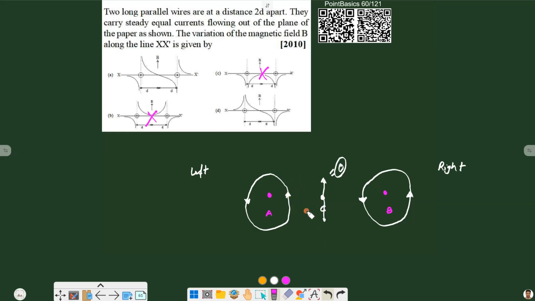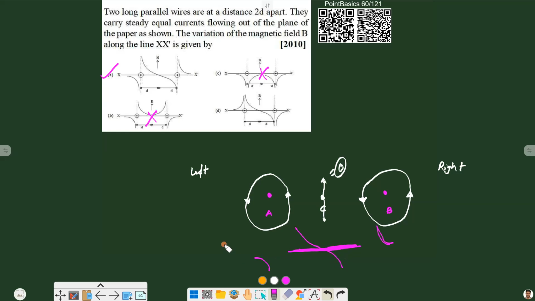If upward field is positive, then here we will have positive field on this side, and in this region we will have negative field, and this will be our zero line. Now coming to here, as a downward field it will be negative, and here we have upward field, so it will be positive. And this type of diagram is the one which follows these conditions. So option A will be the right answer.